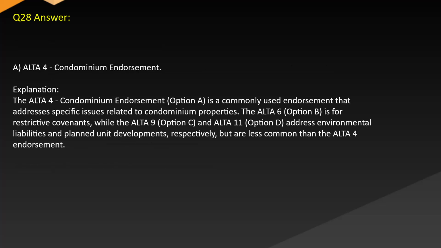Answer: A. ALTA 4, condominium endorsement. Explanation: The ALTA 4 condominium endorsement, option A, is a commonly used endorsement that addresses specific issues related to condominium properties. The ALTA 6, option B, is for restrictive covenants, while the ALTA 9, option C, and ALTA 11, option D, address environmental liabilities and planned unit developments, respectively, but are less common than the ALTA 4 endorsement.